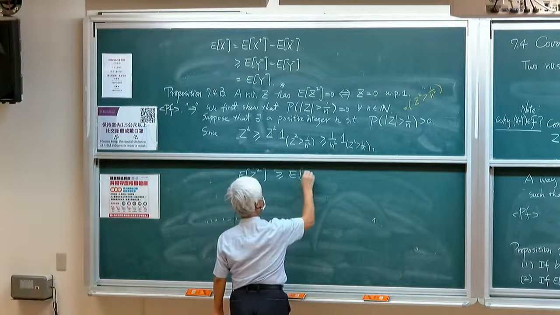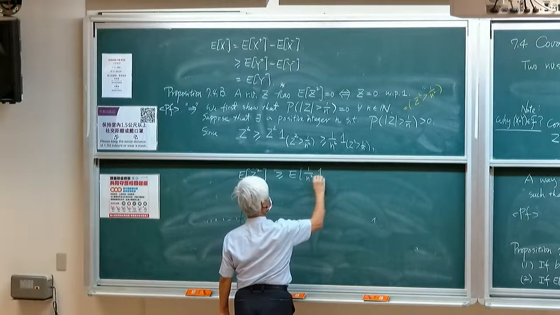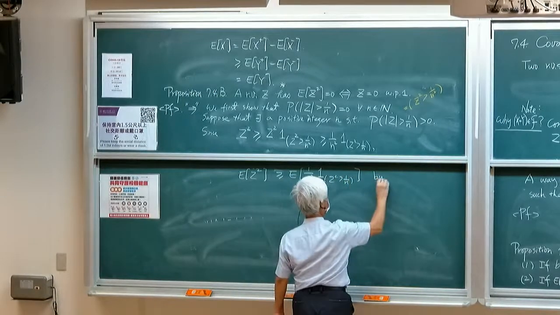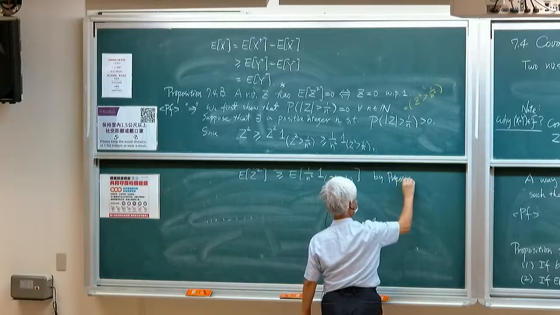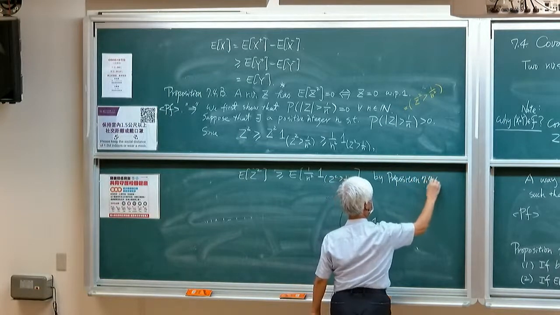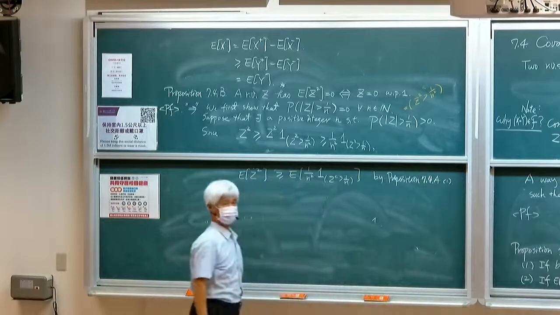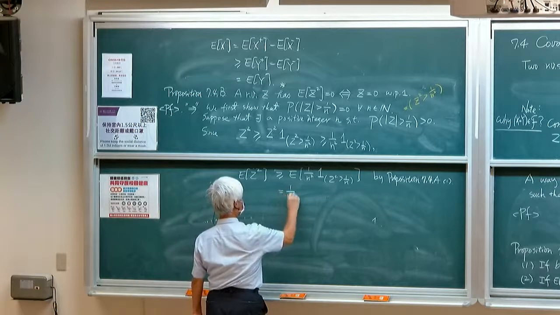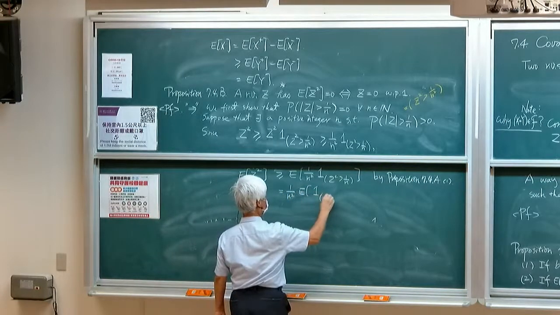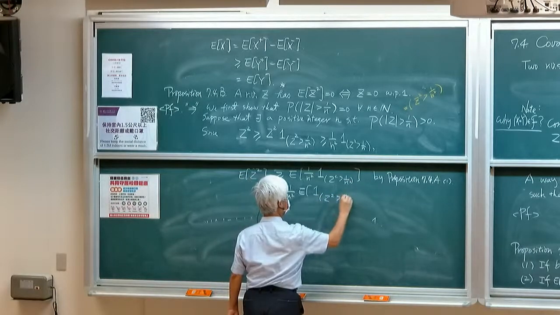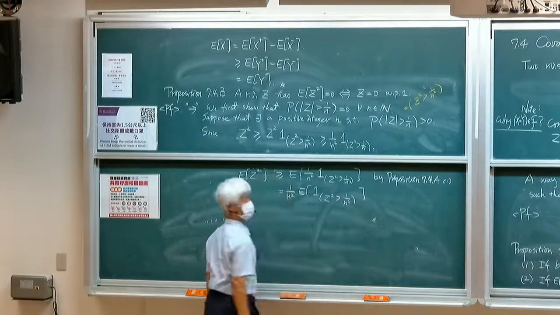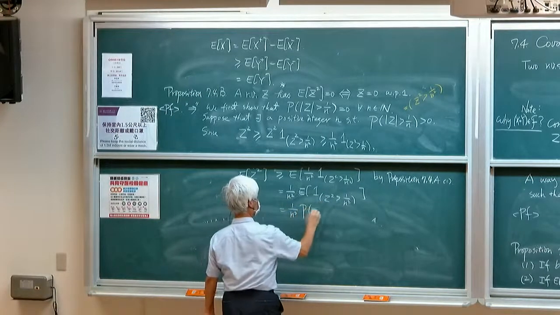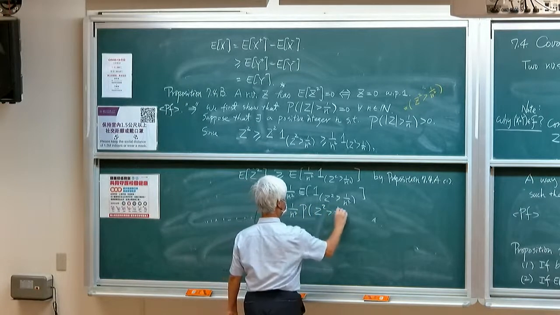expectation of the square indicator of Z square greater than this one, by proposition 7.4.A1. Okay, the first. And by linearity, this is n square times the expectation of the indicator Z square greater than 1 over n square. Okay. But the expectation of an indicator of an event is the probability that Z square is greater than 1 over n square. Okay.